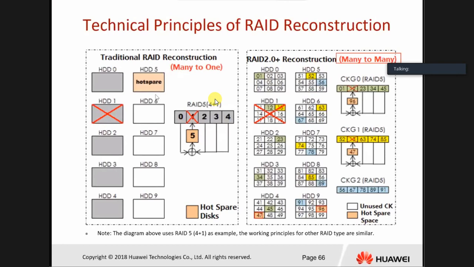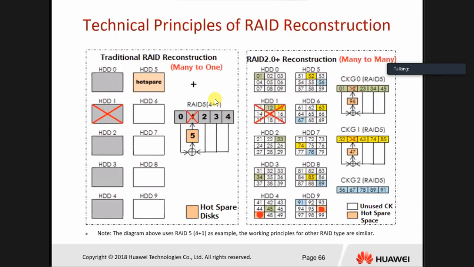One thing you have to be careful about RAID 2.0 plus that I never mentioned here. What happens if, let's say, this hard disk one fails, and I already use up this space and this space? Will the system generate a new hot spare space or not? It's never mentioned here. If I use up these two hot spare spaces, will the system generate a new hot spare space? The answer is no. It will not generate a new hot spare space until you replace this hard disk.